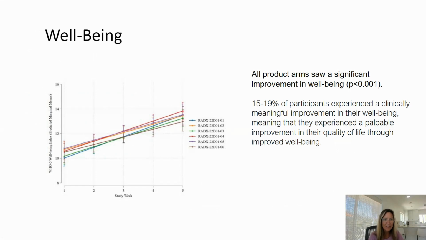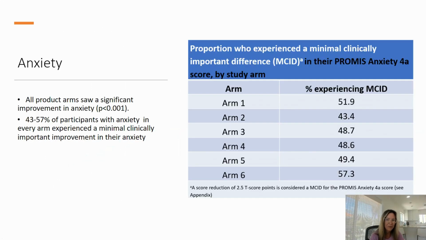Remember that we also had other assessments that we used. For example, our well-being survey, and we saw that all product arms saw a significant improvement in well-being, and that 15 to 19% of our participants experienced a clinically meaningful improvement in their well-being, meaning they experienced a palpable improvement in their quality of life via assessing well-being. So that's huge too. That either by the supplement they were taking or the fact that they were getting that 30 to 90 minutes sleep, their well-being improved in just a month.